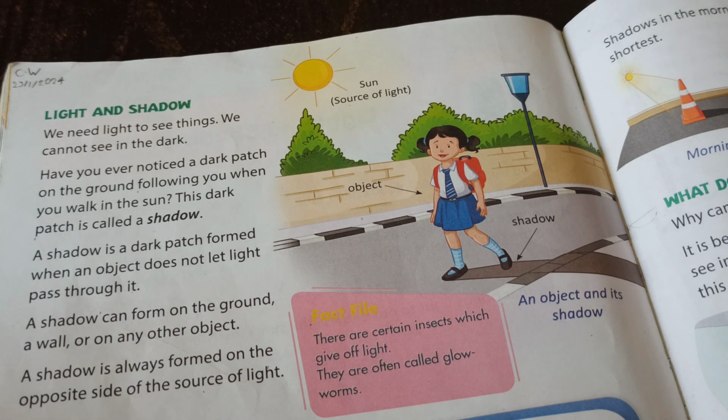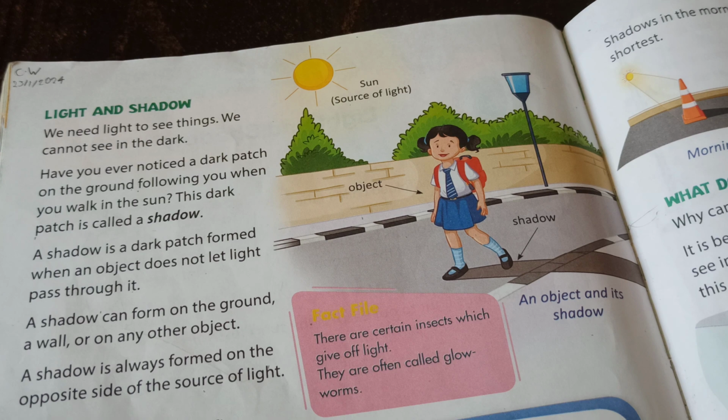Okay, have you ever noticed a dark patch on the ground following you when you walk in the sun? That is called a shadow. This dark patch is called a shadow. Shadow, this is a new word. A shadow is a dark patch formed when an object does not let light pass through it.